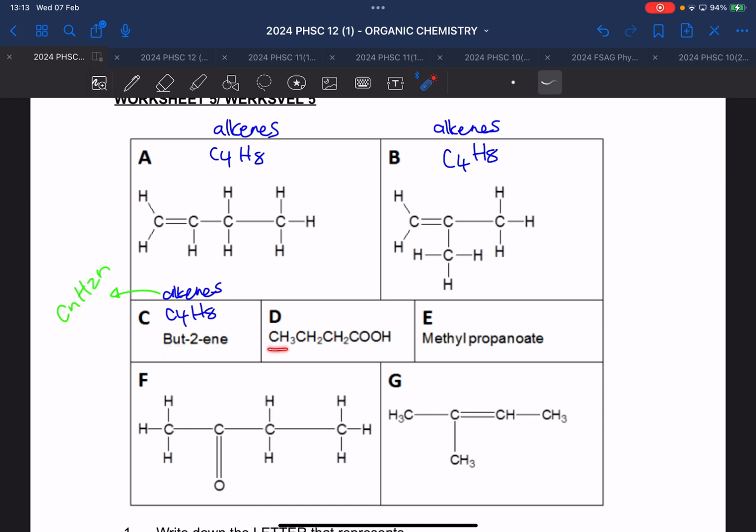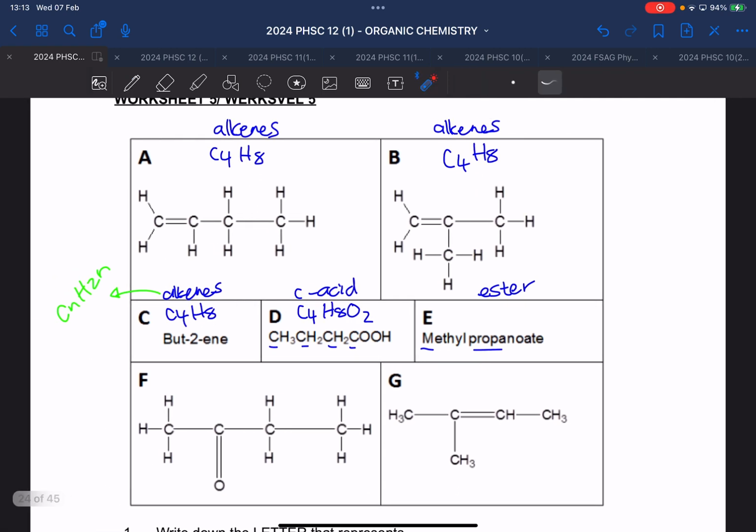Then I see all of that, and that catches my eye. That's COOH. That says it is a carboxylic acid. And there's 1, 2, 3, 4 carbons. There is 8 hydrogens, and there's 2 oxygens. Then I see methyl propanoate. It tells me it's an ester.